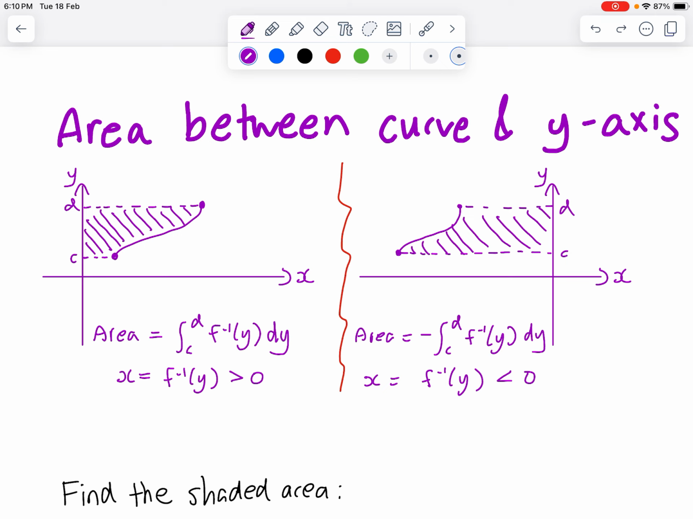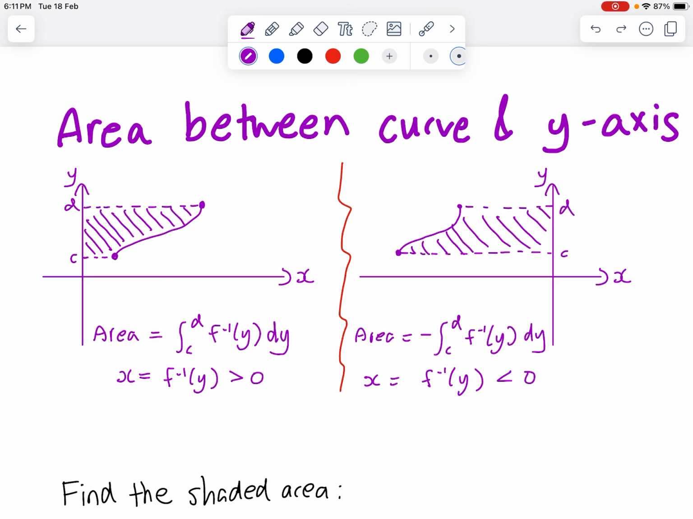What you can notice is that on the left-hand side we have a function, this curve here, which is on the right-hand side of the y-axis. Our area will be calculated by the integration of f inverse of y from lower bound c to d. This is good to memorize because it's very helpful when you want to find the area between the curve and the y-axis.